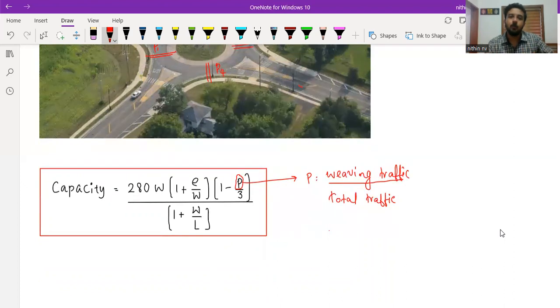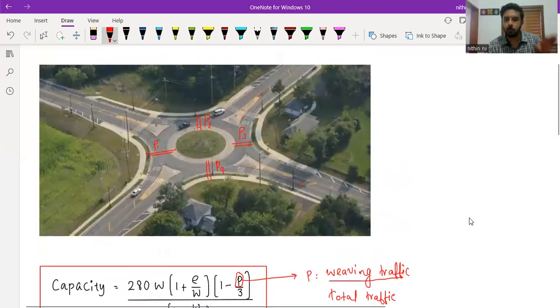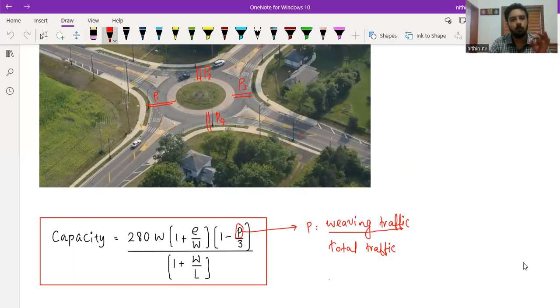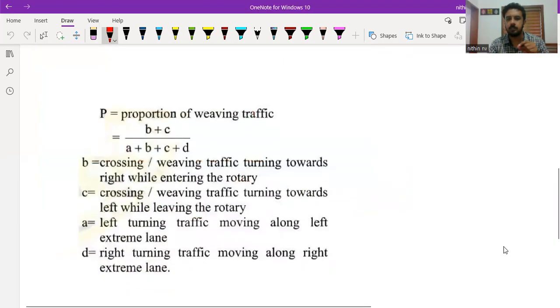What we need to do is, whichever is maximum out of P1, P2, P3 and P4, that one particular value we need to pick and substitute in this equation. So that's what we generally used to do. Clear? Now to calculate this weaving ratio P, we have an equation. What is that equation? This is that equation. This is what I told you, the conventional way.